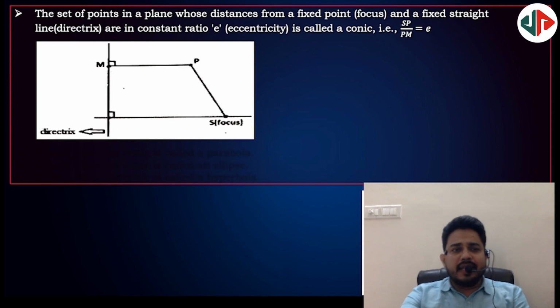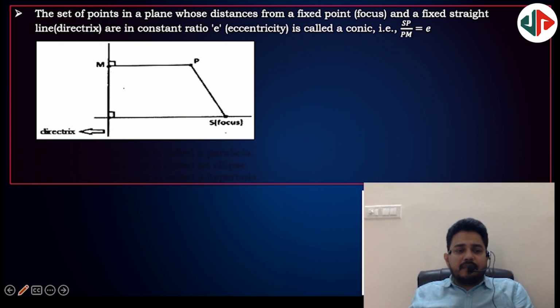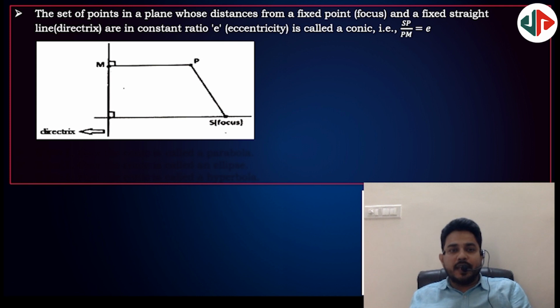In today's session, we'll be discussing the basic concepts of parabola. So, what exactly is the parabola? Before getting into parabola, we need a quick recap of conic sections.